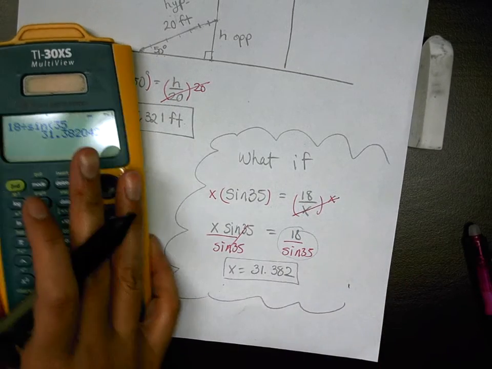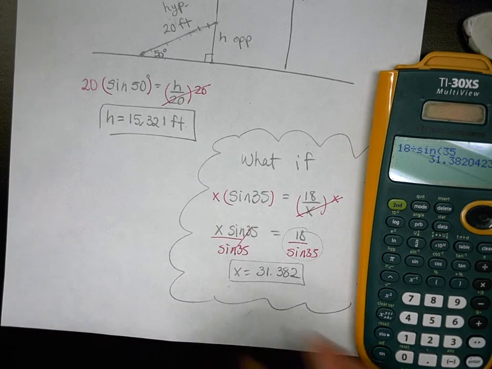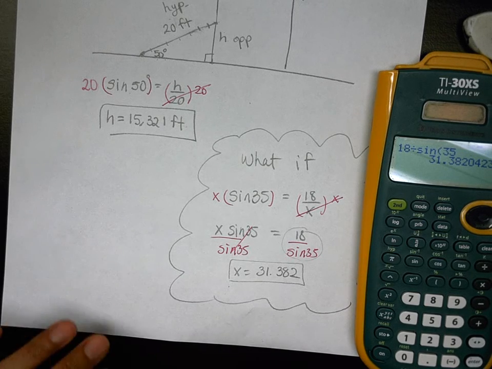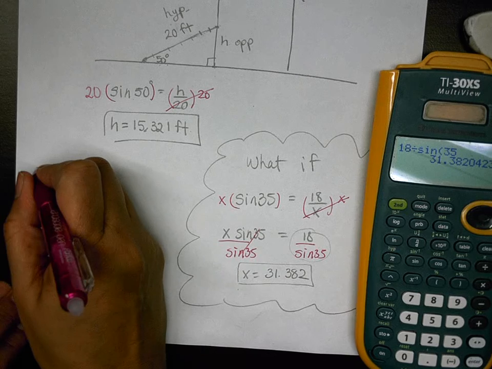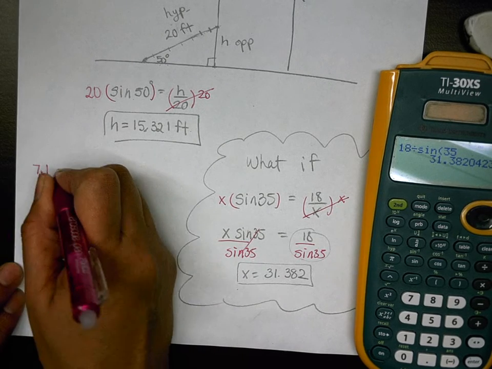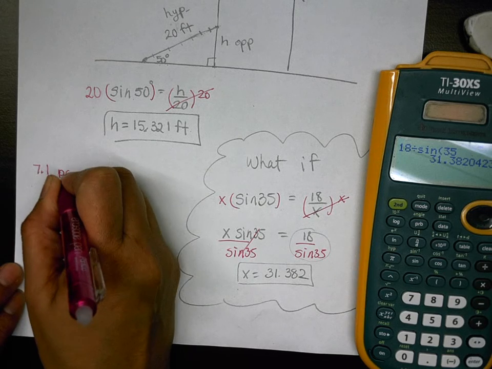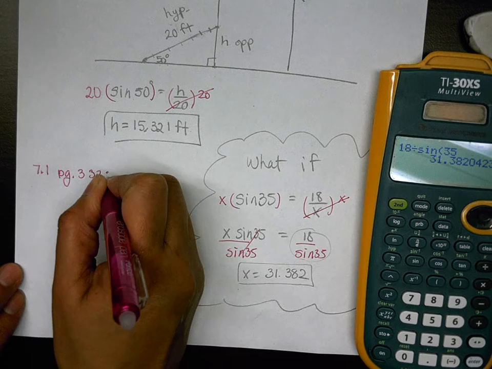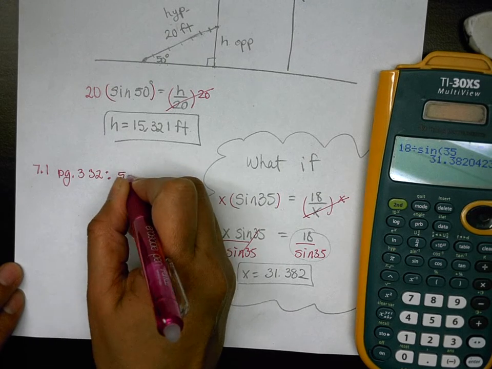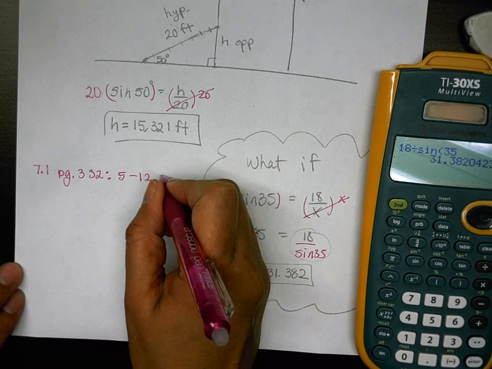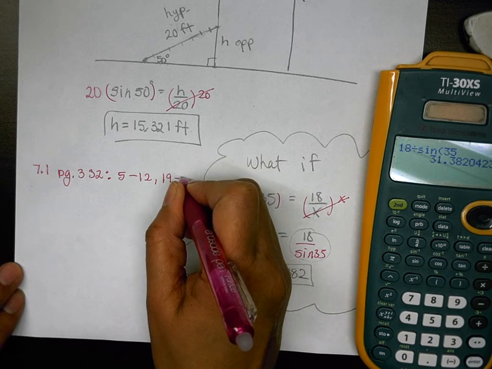And I'm going to write down today's assignment, because we don't have our assignment sheet yet. It's coming out to you guys tomorrow-ish. Okay, 7.1, page 332, numbers 5 through 12, 19 through 21, and 23.